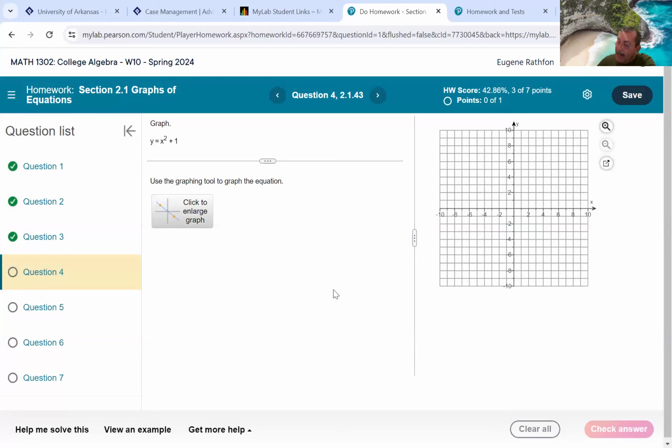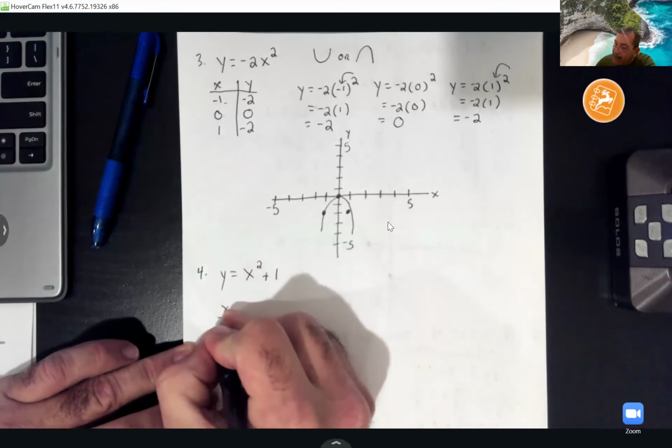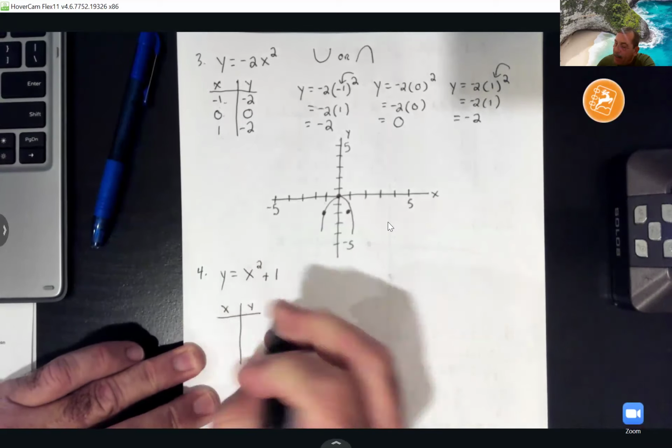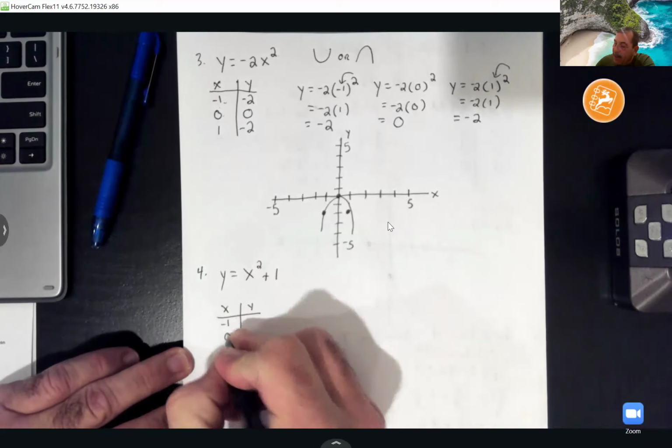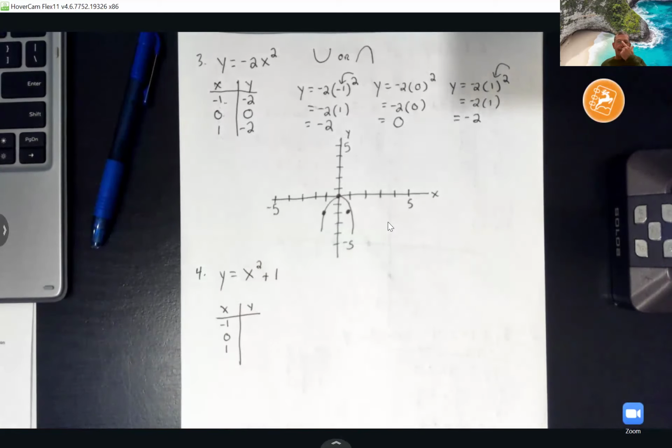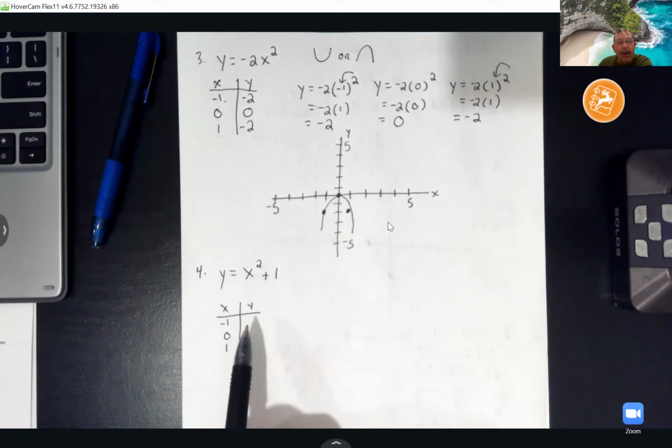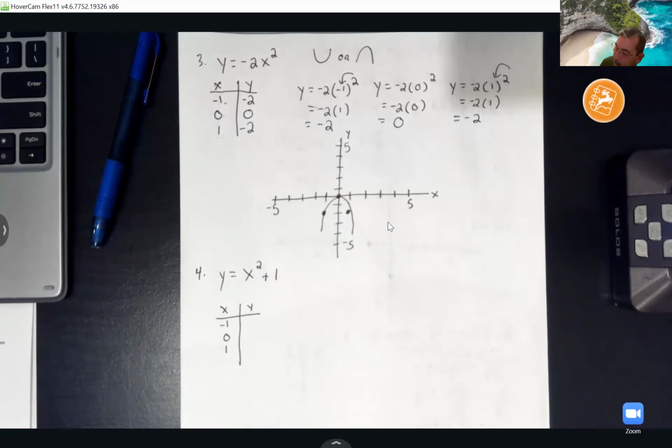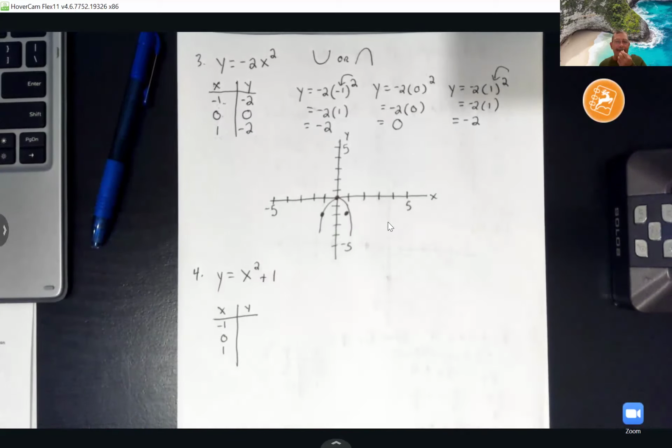All right, y'all, look at 4. Same type graph. Y equals x squared plus 1. So let's work that one. That's an x squared graph, so guess what? I'm picking the same 3 numbers. I'm going to pick -1, 0, and 1. So y'all give me the y value if you put a -1 in for that x. What will your y value be?